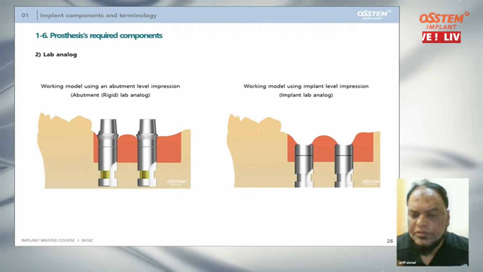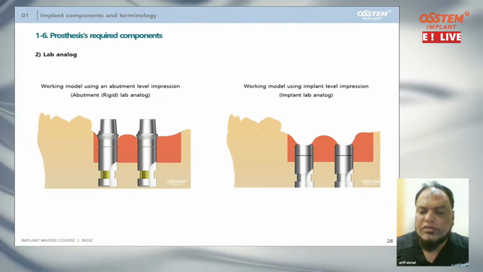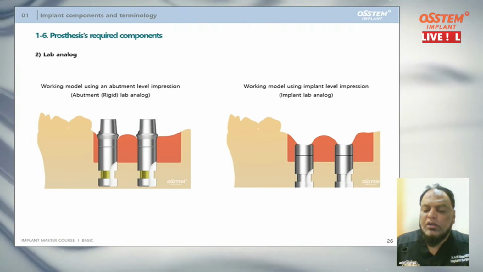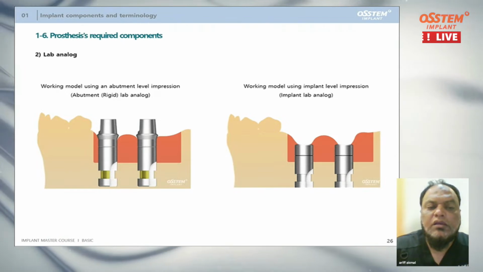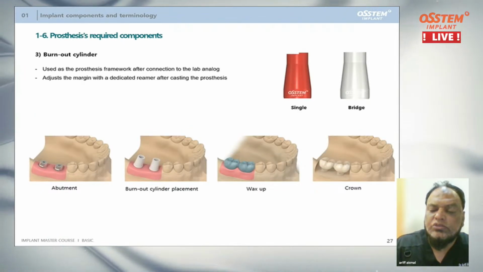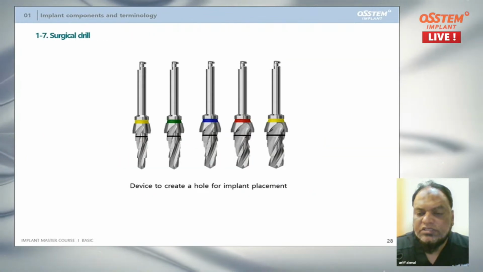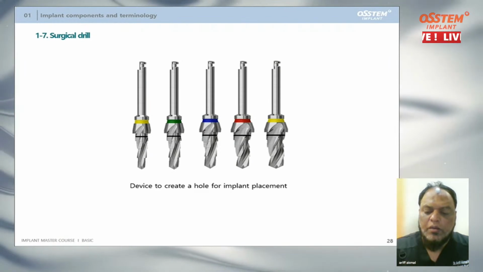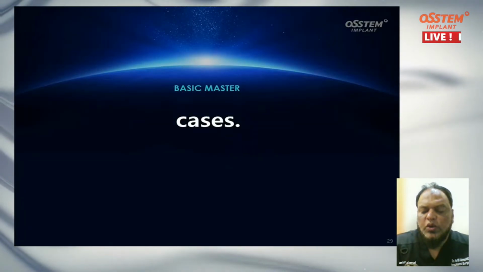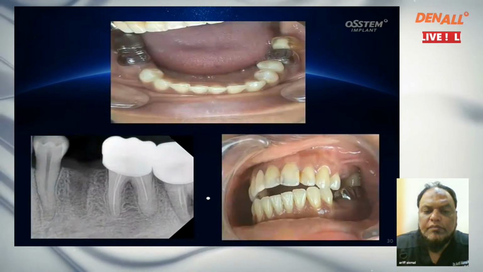They pour it, they make the gingival mask, they send you back the model, and you select the abutment. So there's a lot of procedure that goes on for the prosthetic part of it. Then we have the burnout cylinders for the cement-screw retained processes, and these are the surgical drills. A surgical drill is the most important component. So let me show you one case, the simplest of the cases to start with.